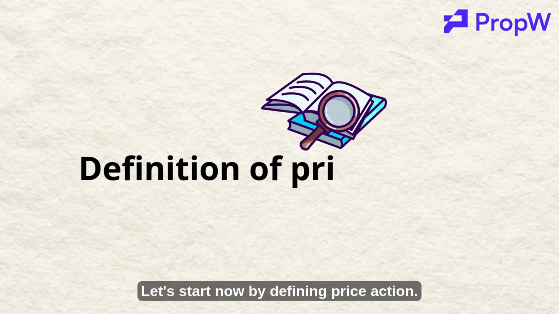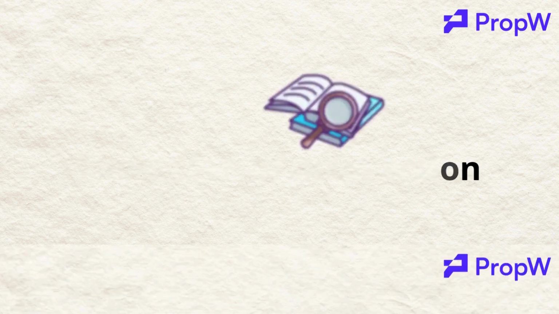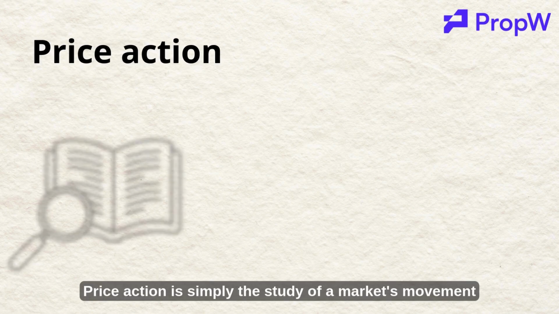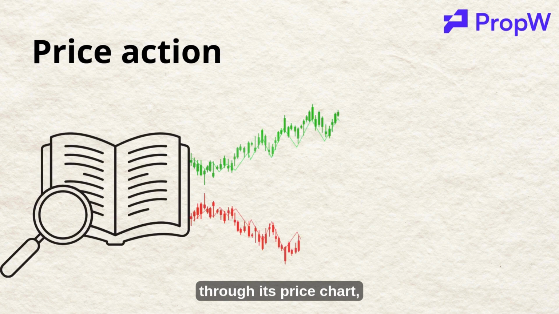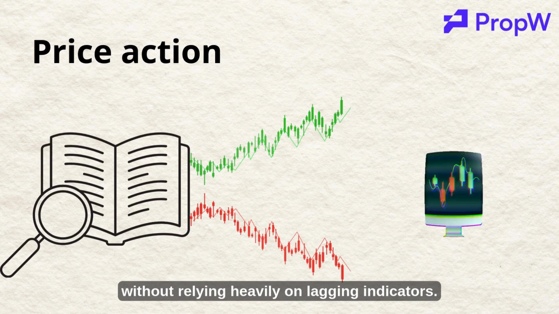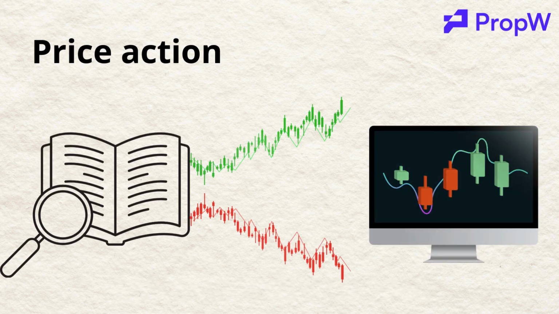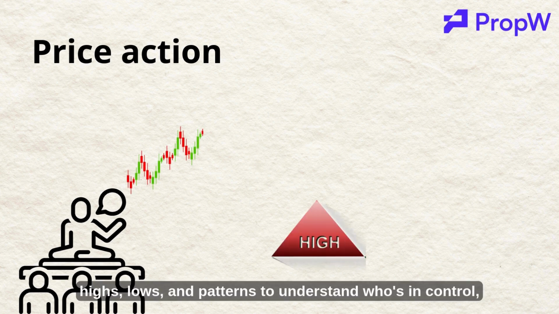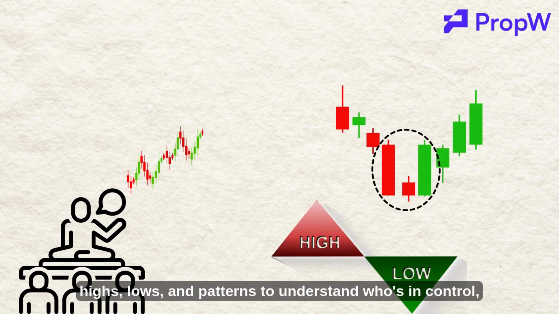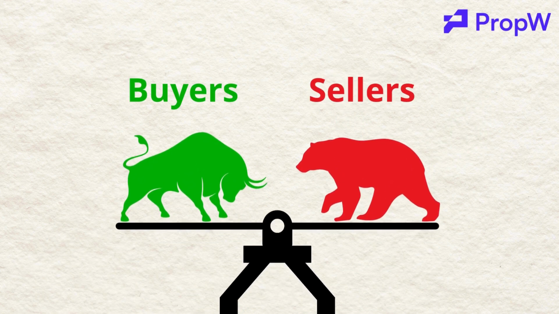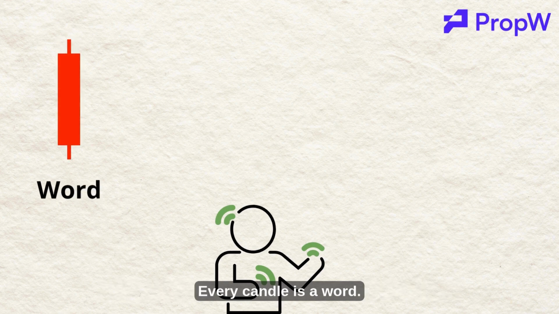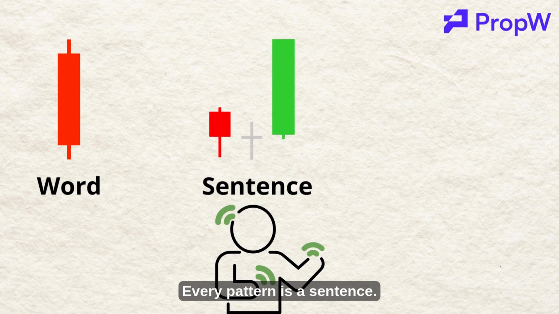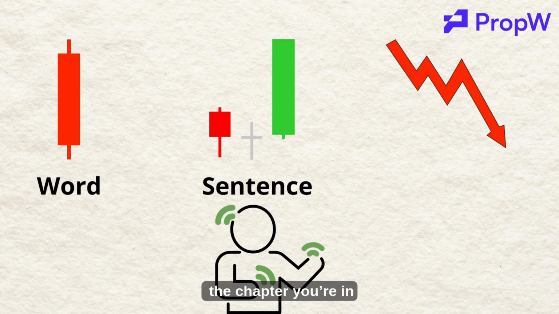Let's start now by defining price action. Price action is simply the study of a market's movement through its price chart, without relying heavily on lagging indicators. It's about reading the story told by candlesticks, highs, lows, and patterns to understand who's in control, buyers or sellers. Think of it as learning the market's body language. Every candle is a word. Every pattern is a sentence. And the overall trend is the chapter you're in.